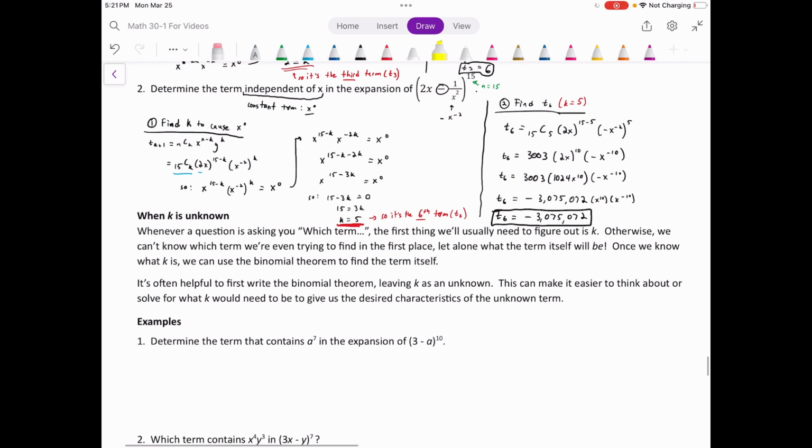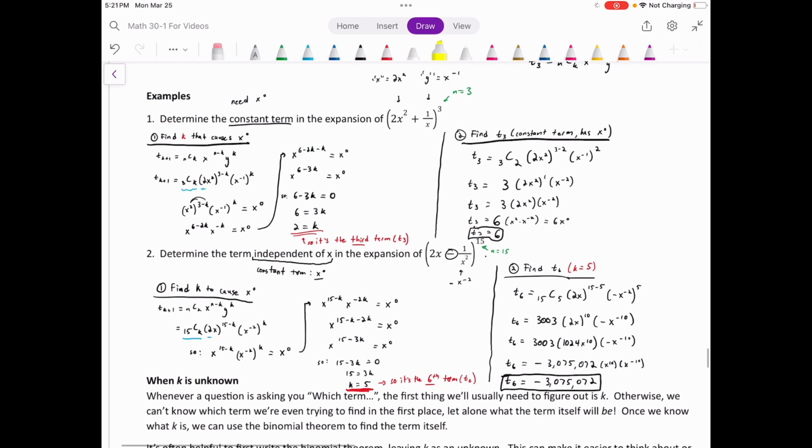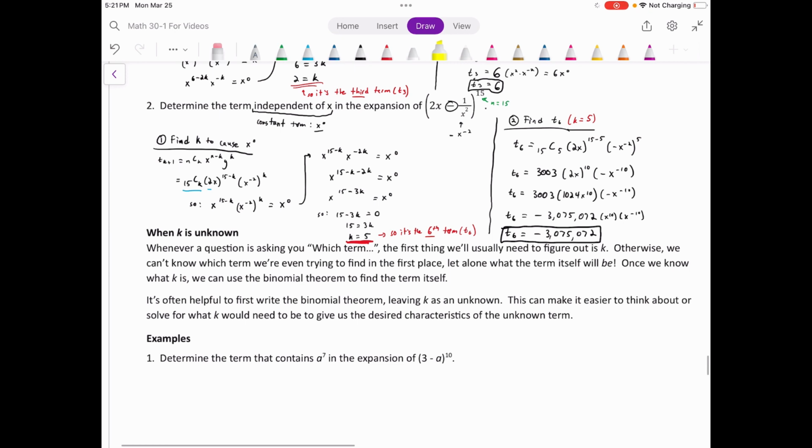All right, so the last thing we're going to talk about here in this lesson, and therefore in this unit, and therefore in Math 30-1, is actually not something new. It's when k is unknown. Well, you think about that, that's what we've been doing with the constant term, right? When k is unknown. So it's just whenever a question is asking you, like, which term, right? Well, if it's asking you which term, it means we don't know what k is. Because if we knew what k was, we could say what term number we're looking for, right? If we say k is 5, we know that we're looking for the sixth term.